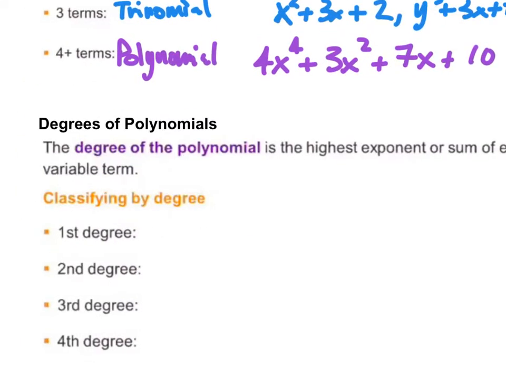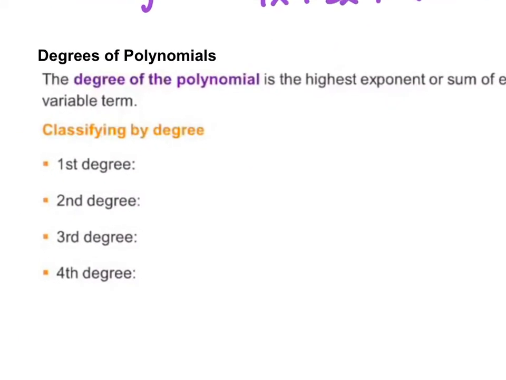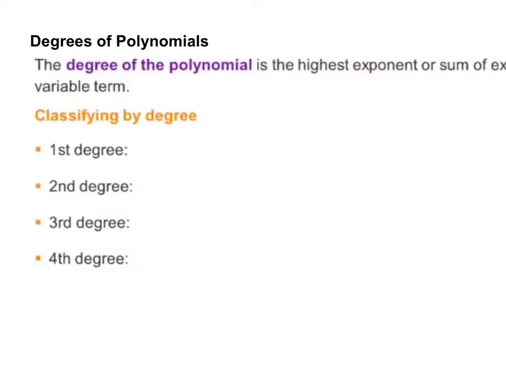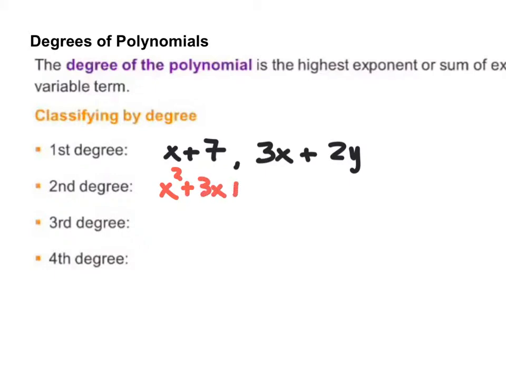Now, on the next one, we classify polynomials by the number of degrees. The degree is the highest exponent or sum of exponents on any variable term. If I take a look at a first degree polynomial, that would be like x plus 7. I know that's a first degree polynomial because I have a 1 as my exponent. If you don't have any number here, your exponent is 1. Another example would be 3x plus 2y, which would also be a first degree polynomial because your exponent is 1.